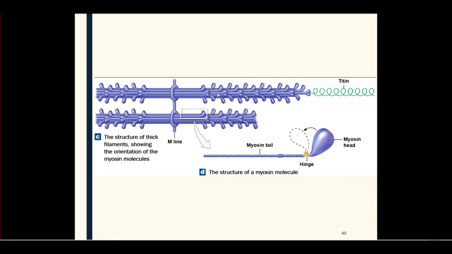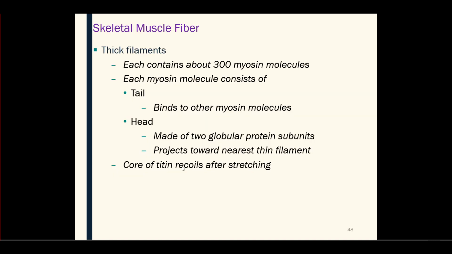You'll see all the tails are kind of connected together, and then projecting off, these are the heads, and the heads would be projecting towards the thin filament. If you follow where my cursor is right here, where the thin filament would be right here. So these myosin heads, when the active site is exposed, will actually attach to the thin filament. Okay, so these myosin heads project off towards the thin filament.